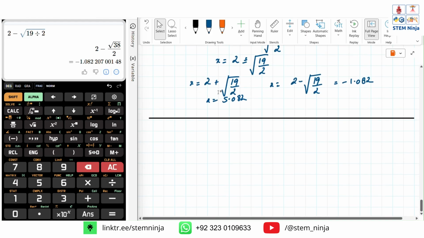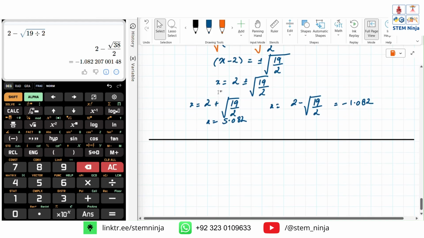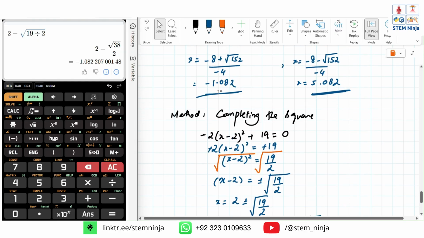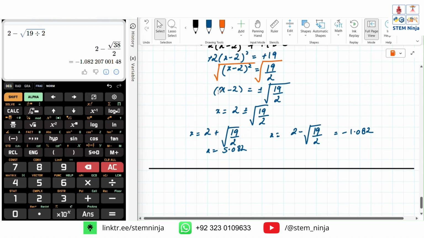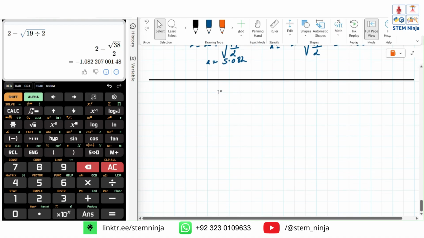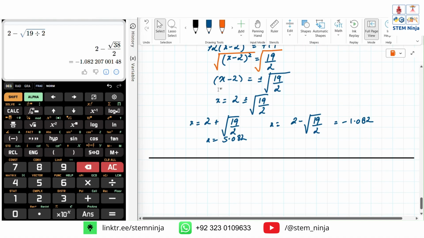Alright, so we will continue this topic in the next video. This concludes the completing the square, discriminant discussion, and solving the quadratic equations. Hopefully in the next video, once we finish this topic, we will look at more past paper questions.